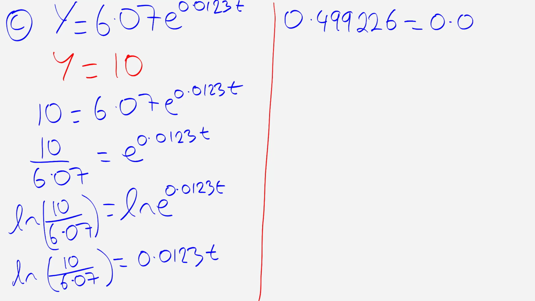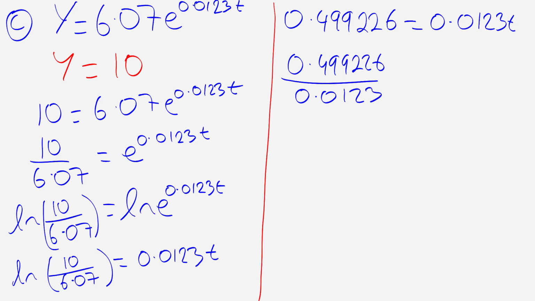Continuing on, we can type the ln of 10 divided by 6.07 into our calculator, and we will get 0.499226 equals 0.0123t. So then 0.499226 divided by 0.0123 will equal t. Typing this into our calculator, we will get 40.59, if we round to two decimal places, equals t. So it will take 40.59 years for the population to reach 10 billion. That's 40.59 years after the start of the year 2000.